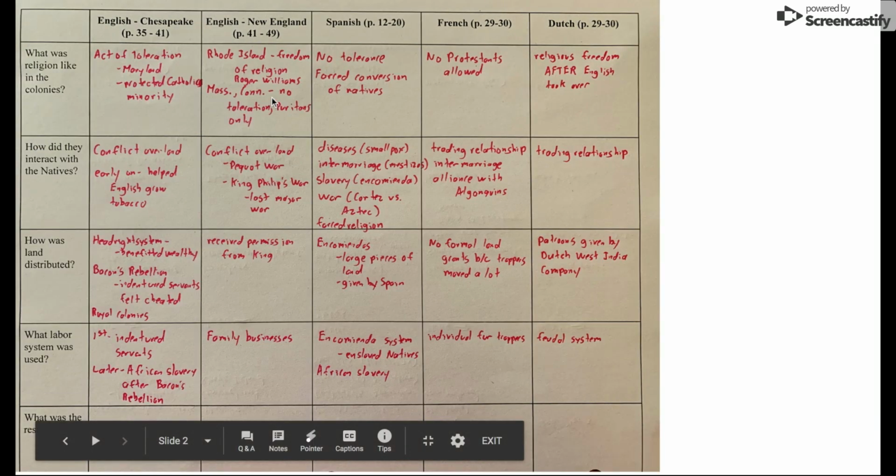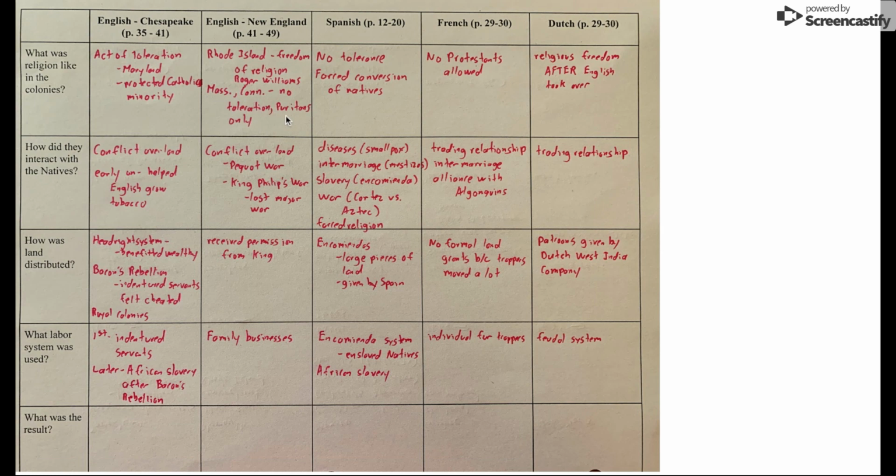I'll flip over to the back. Let's take a look at New England here. So religion in the colonies: there's no toleration in the first colonies, Massachusetts and Connecticut, Puritans only. Rhode Island is established later by Roger Williams, who was exiled from Massachusetts, and he allows freedom of religion and wants the separation of church and state so that people could practice their religion freely and also keep the church pure from corruption in government.